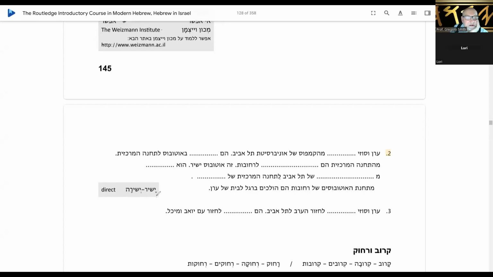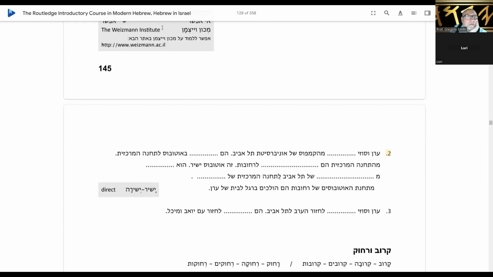we have Yashar, which means direct. This would be masculine singular, and then Yashara would be feminine singular, direct. So it'd be like a direct route. In other words, in the context of a bus, or an airplane flight, you would not have any stops in between. It would be a flight from point A to point B without any stops. So that's direct. Okay, so that's the implication of that.